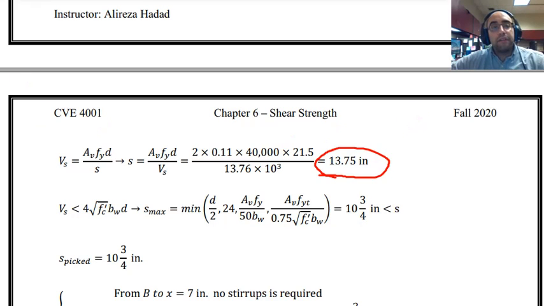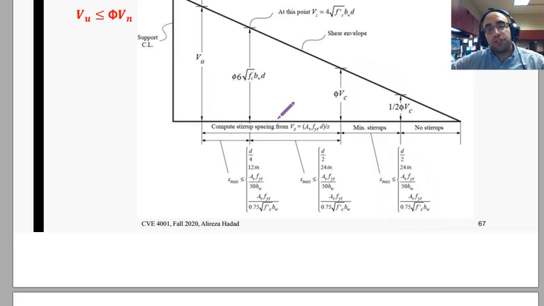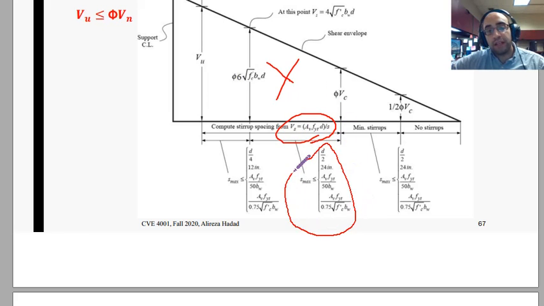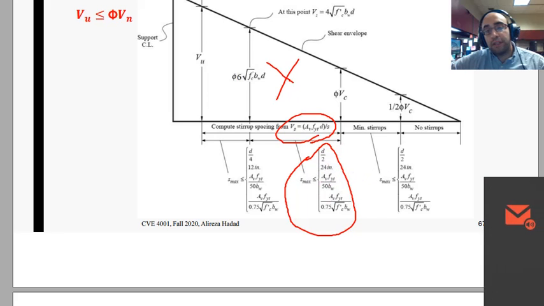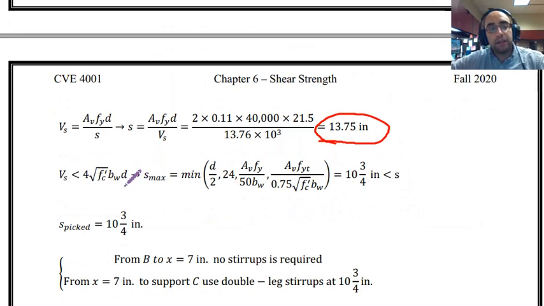Of course, we had a limit. As you remember, we said whenever the amount of shear is greater than 5 VC, we have to design the stirrups based on this equation. That's what we did. But we have to make sure the spacing that we design is not greater than the maximum spacing limit from the code. And that is the minimum of these values. So I have to calculate that.